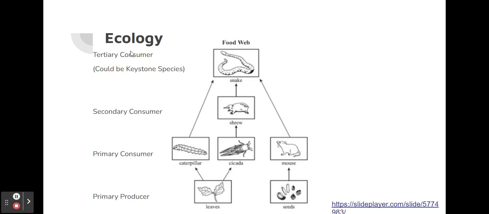They can sometimes be keystone species because if you lose your snakes, then you get too large a caterpillar species and too large a mice and too large a shrews. And because of that, then they might eat too much of the producers, and it might be really, really unhealthy for the ecosystem.